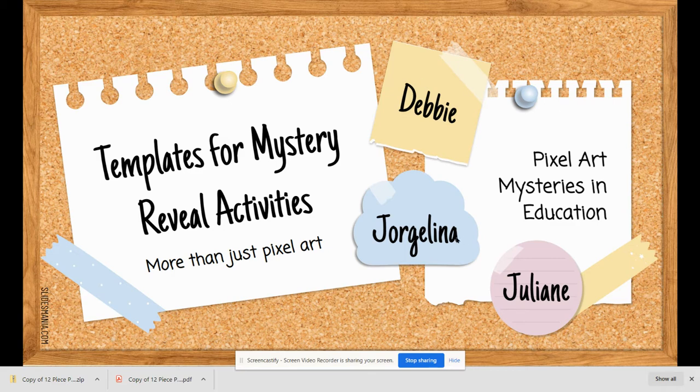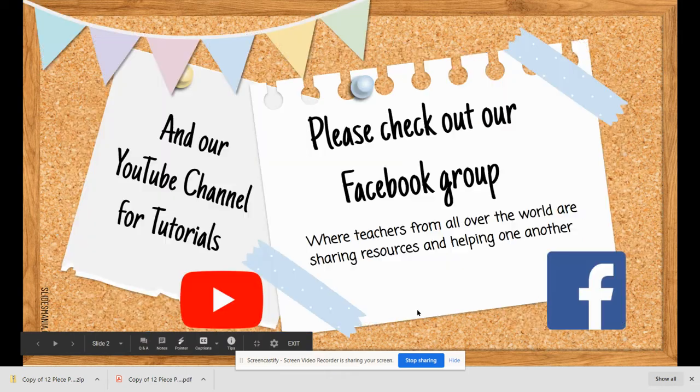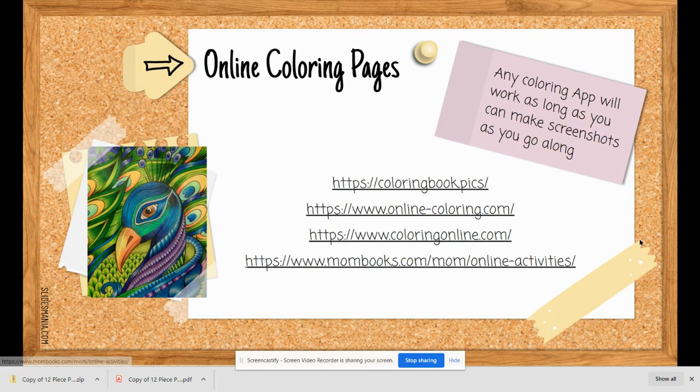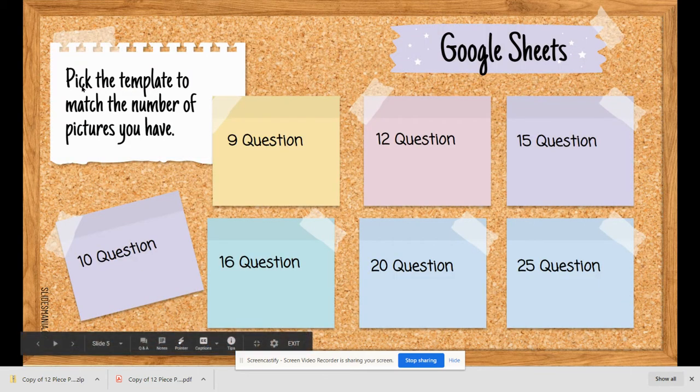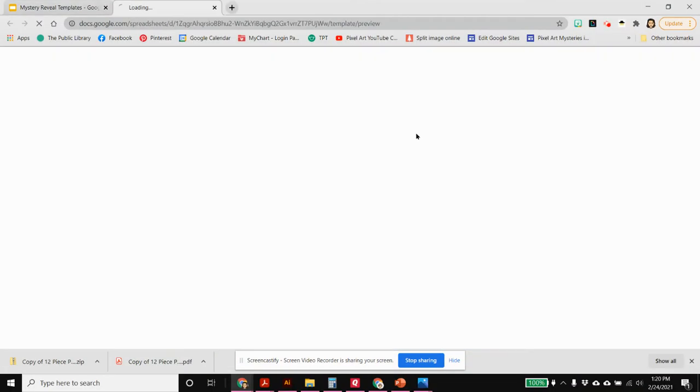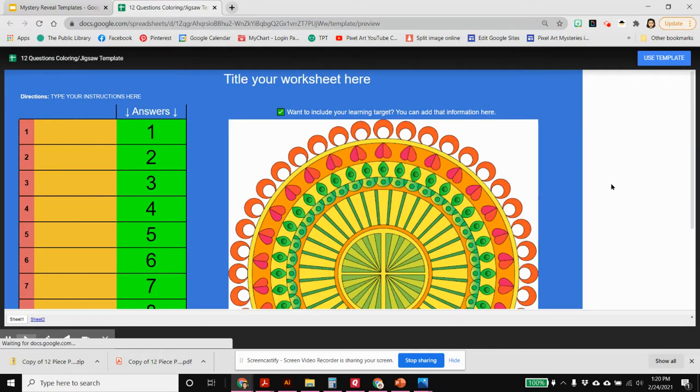Screen here has all the different templates in it. If you go through after the jigsaw puzzle pieces, you will find the templates that go with any of these activities. You need to find a template that matches the number of pictures that you have. We cut our last picture into 12 different puzzle pieces, so we want a template that has 12 questions. So I'm going to click on this. It is going to show me a template. And yes, this is definitely the one I want.